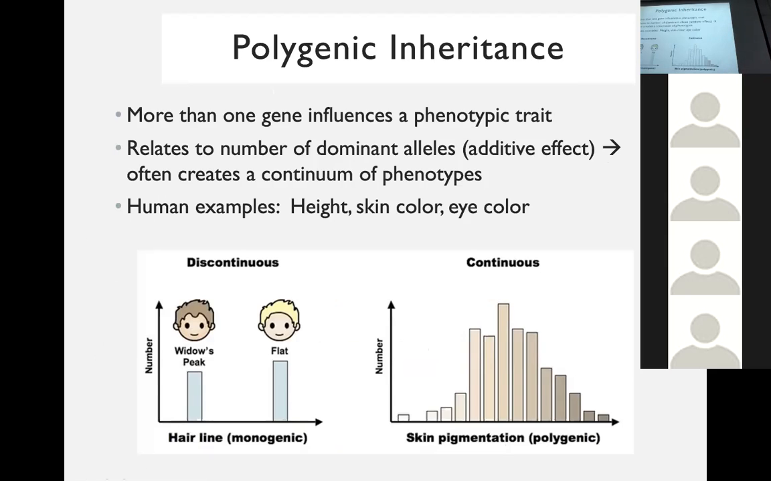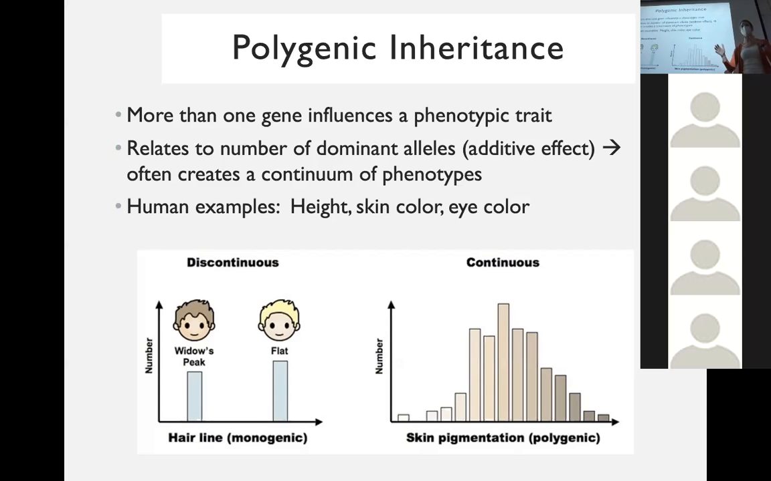Polygenic inheritance is where more than one gene influences a trait. So polygene means many genes. Many genes are influencing one specific phenotypic trait. So height's a good example. I don't have an image of it here. Skin pigmentation is also another good example. Eye color falls into that category.